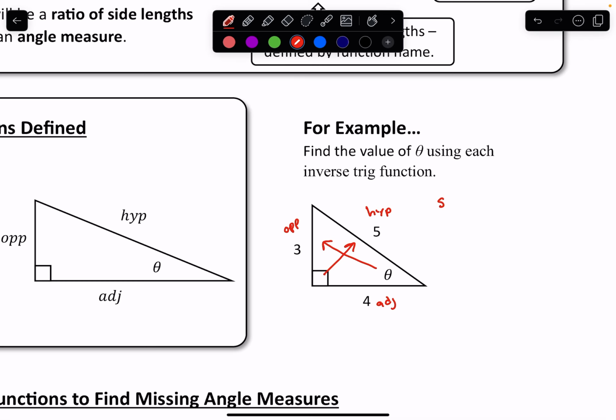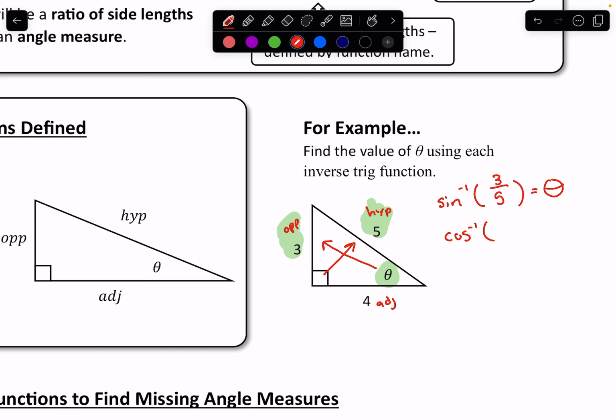So sine is what I would normally use if I was looking for a side, but I'm not. I'm looking for an angle. So instead of sine, I'm gonna use sine inverse. And after an inverse, I need the ratio of sides. Sine uses opposite and hypotenuse. So I'm going to write opposite on top, 3, hypotenuse on the bottom, 5, and that's going to equal whatever that angle is.